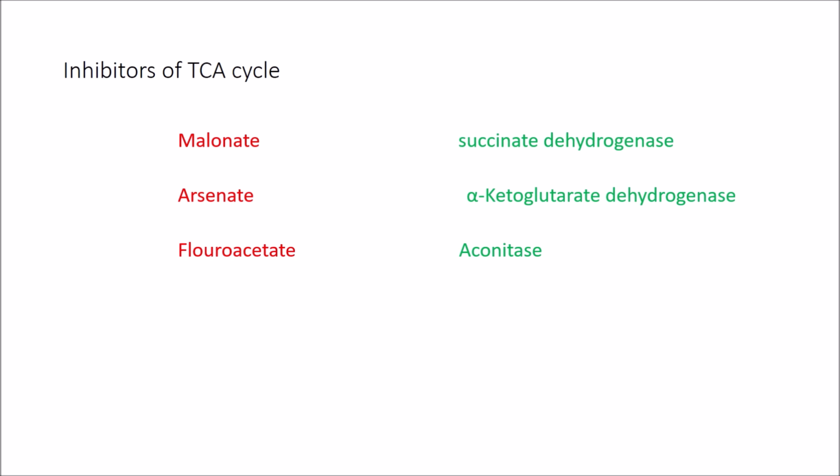Now let's look at what other things inhibit this TCA cycle. The most important is malonate, which inhibits succinate dehydrogenase. Then there is arsenate, which inhibits alpha ketoglutarate dehydrogenase, and there is fluoroacetate, which inhibits aconitase. Well, that's all about the TCA cycle.